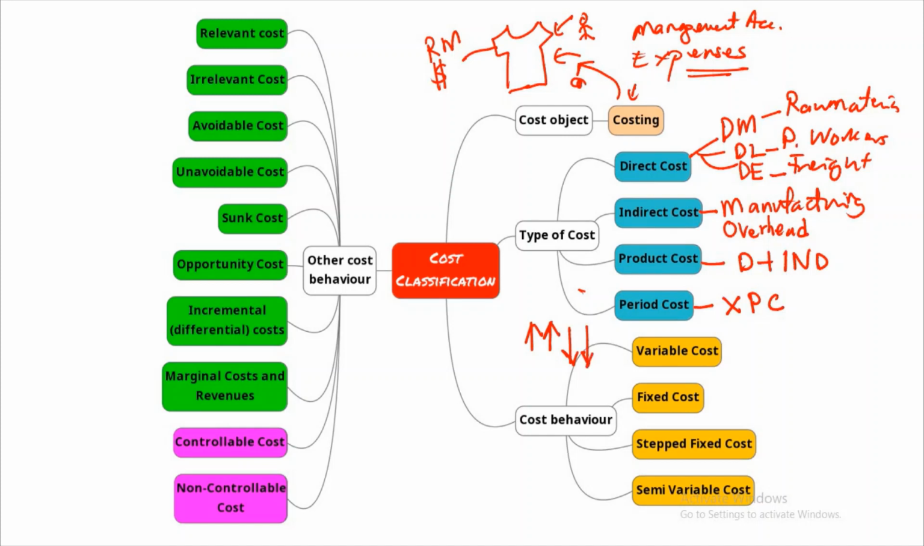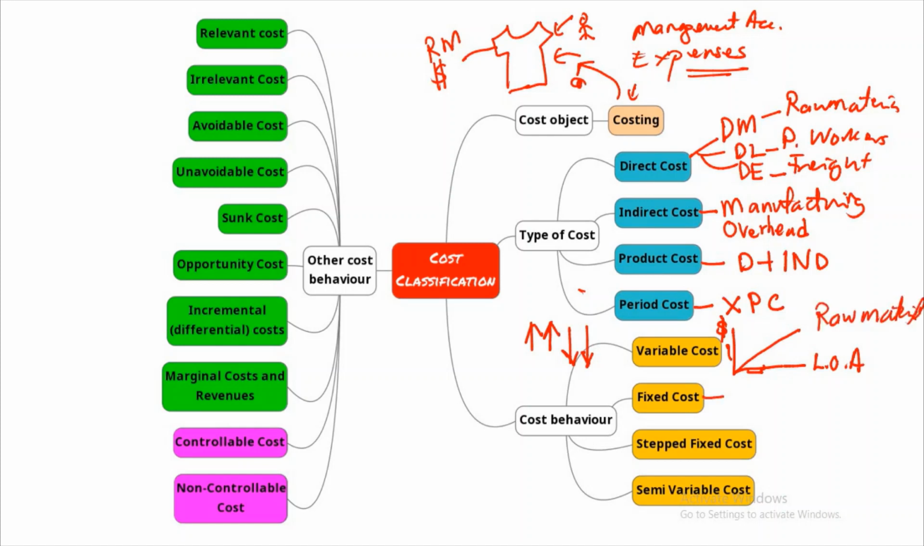So what would the graph look like for a variable cost? The graph will be similar to this. The vertical axis is the amount, in any currency, and this will be the level of activity. The moment the level of activity increases by 2 units or 10 units, the variable cost increases. A classic example of variable cost would be raw material.